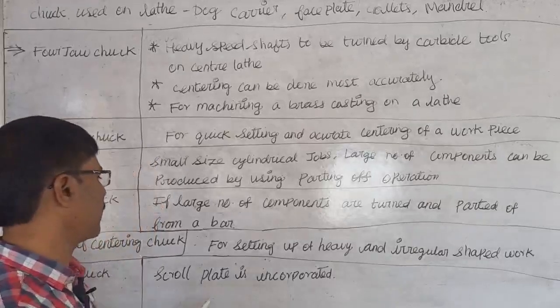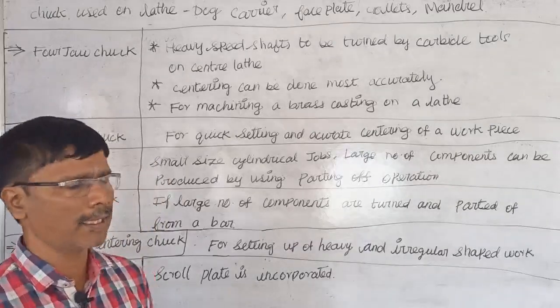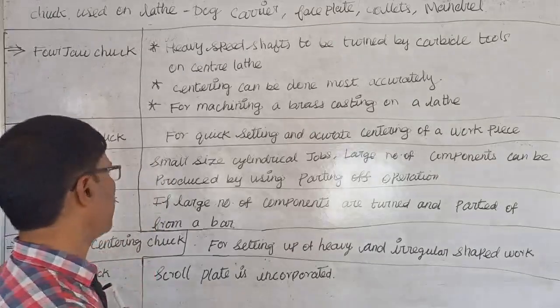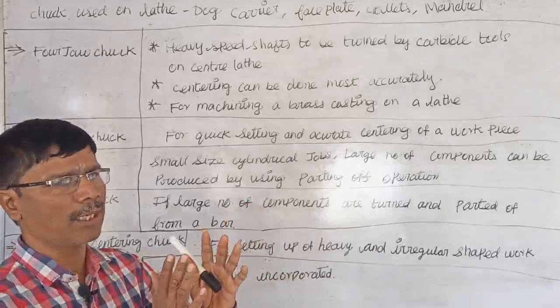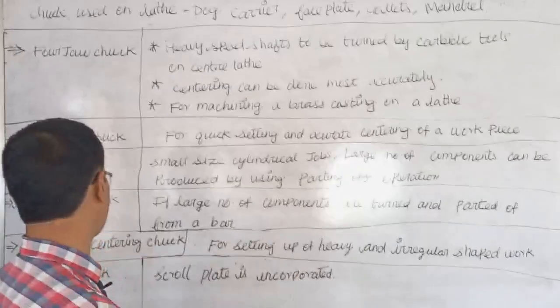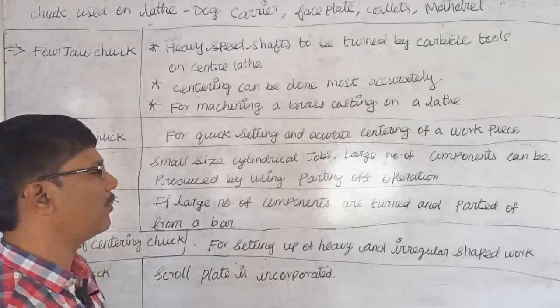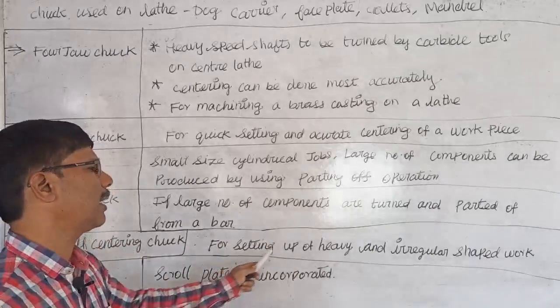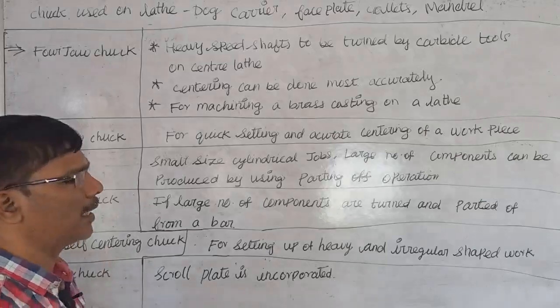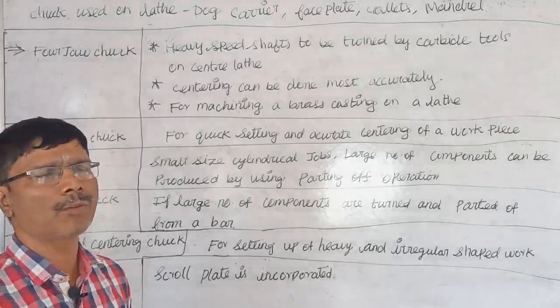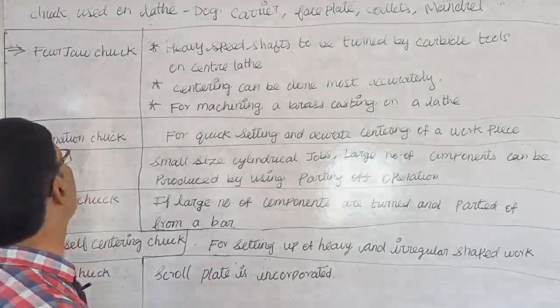For the 3-jaw chuck, a scroll plate is always incorporated along with it, and it is self-centered. The 3-jaw chuck is self-centered. All the jaws move simultaneously and release simultaneously. The 4-jaw chuck is independently centered. For setting up a heavy and irregular workpiece, this 4-jaw chuck can be used. It gives accurate centering. By using the 4-jaw chuck, accurate centering can be done.